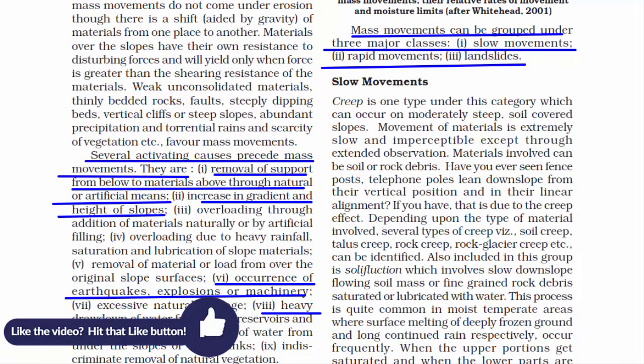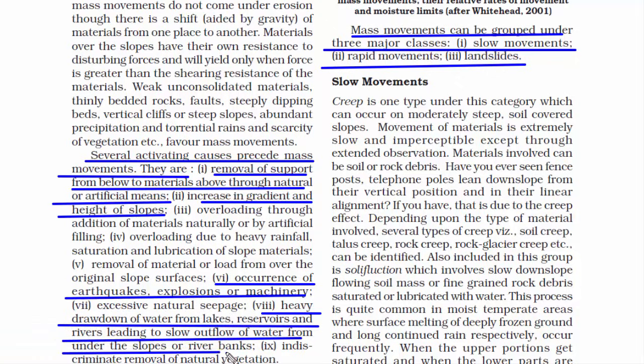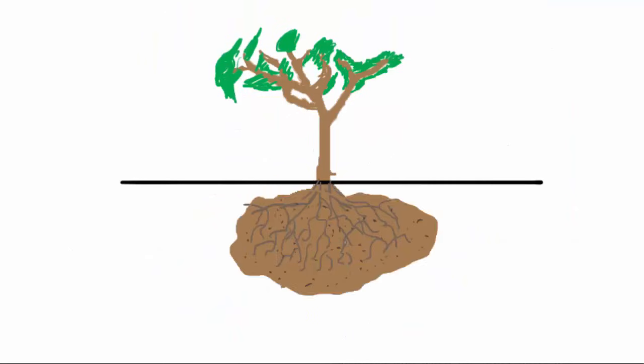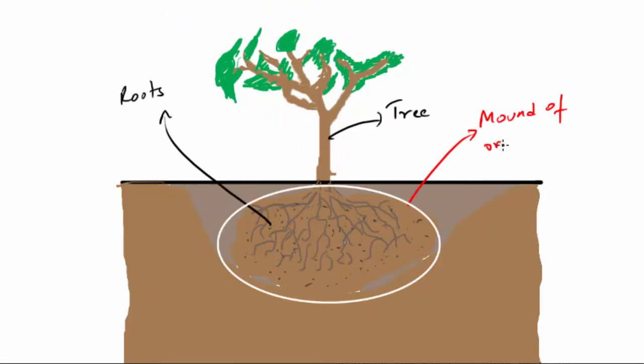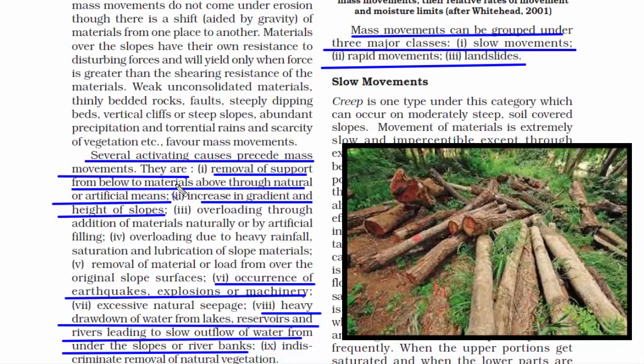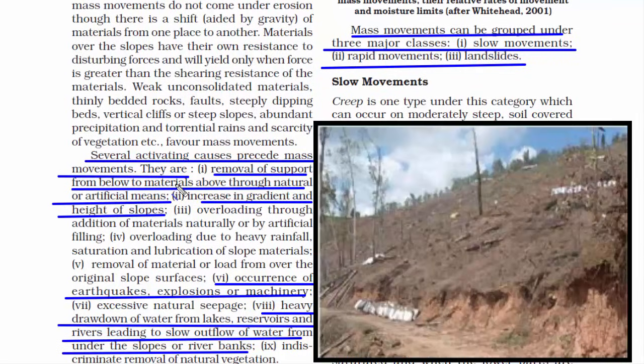The fourth reason is indiscriminate removal of natural vegetation. In other words, we can also call it deforestation. Tree roots hold the soil together and help to prevent it from flowing away due to water or wind activities. Removal of trees will accelerate the process that will cause massive soil erosion.